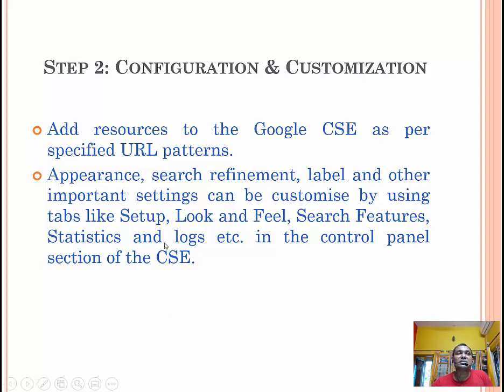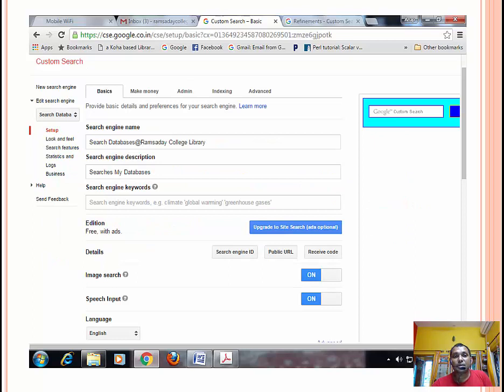Now appearance, search refinement, labels and other important settings can be customized by using tabs like setup, look and feel, search features, statistics, log, etc. in the control panel section of the CSE. I will show you the control panel interface later on. This is the control panel interface.